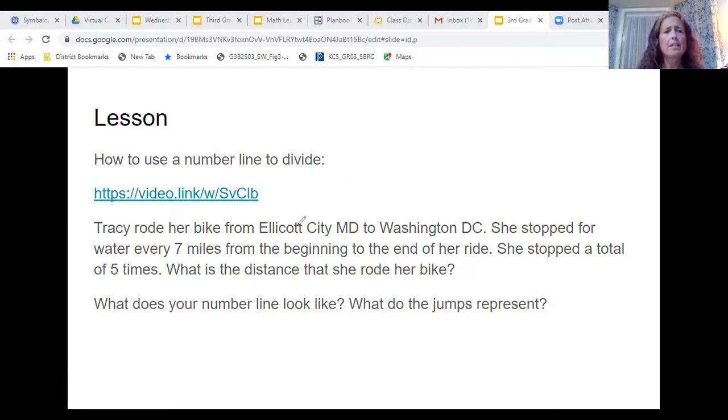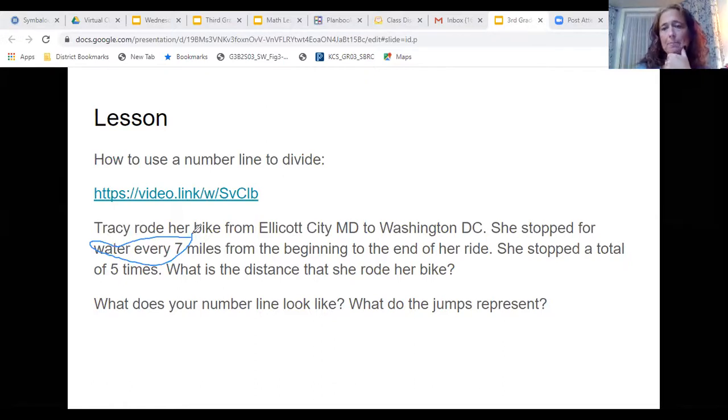So let's start with this word problem we have here. Tracy rode her bike from Ellicott City, Maryland to Washington, D.C. She stopped for water every 7 miles. Okay, so we know that she stopped for water every 7 miles from the beginning to the end of her ride. She stopped a total of 5 times. And our question is, what is the distance that she rode her bike? So she basically went 7 miles 5 times.